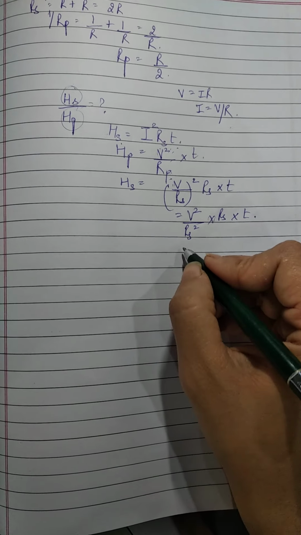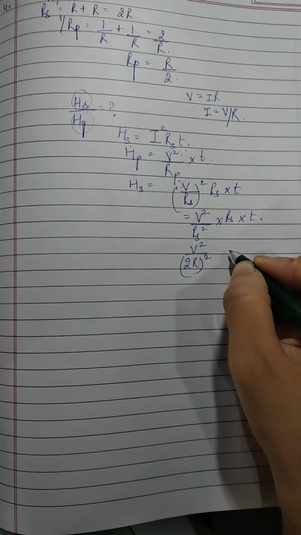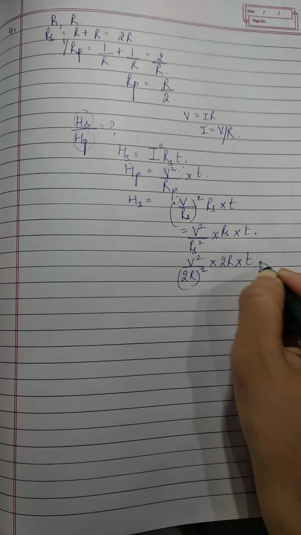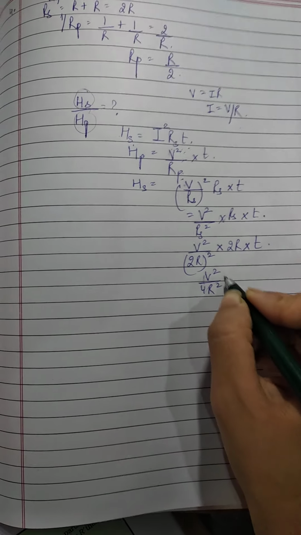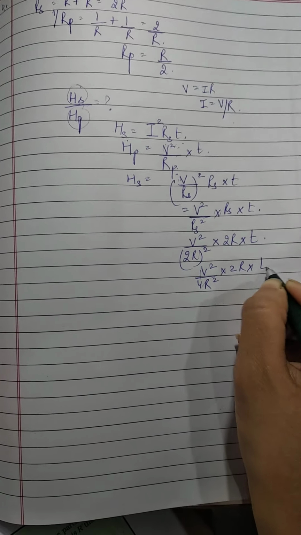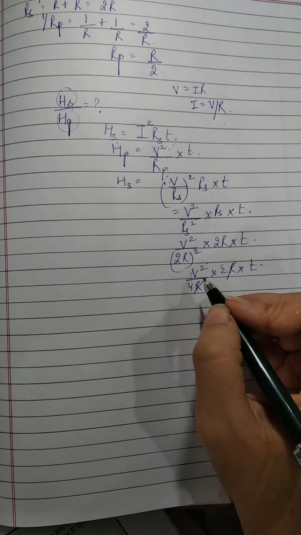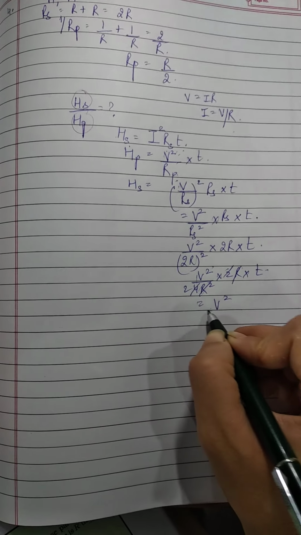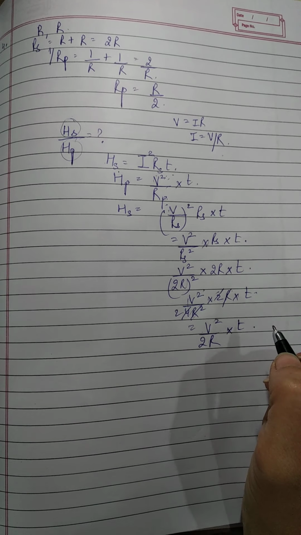Putting the value of Rs, which is 2R, we get V square upon 2R whole square into 2R into T. So this is V square upon 4R square into 2R into T. R square and R, one time gets cancelled. So we have V square upon 2R into T.